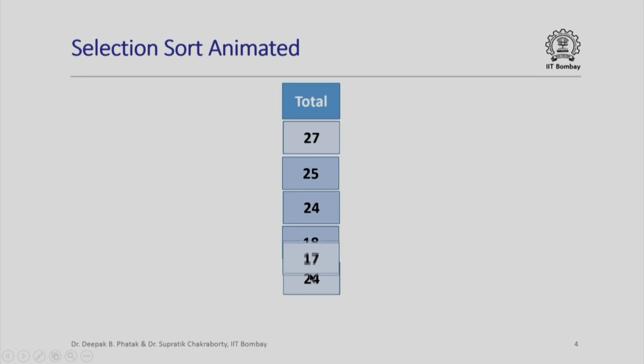I could have chosen any one of the 24s, I chose one particular 24, and then the swap happens. Next, the maximum number in the remaining subproblem is chosen, it is taken to its rightful place and the swap happens. Finally, this is already in its rightful place and 17 is already in its rightful place, and we have gotten a sorted array by selection sort.